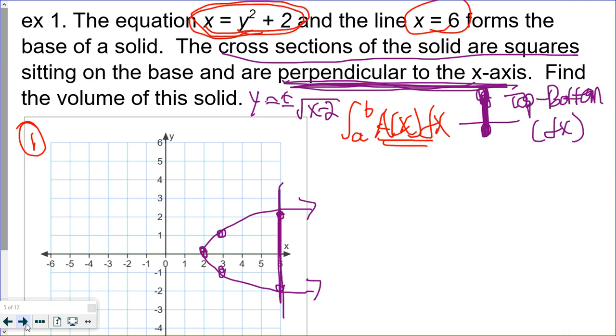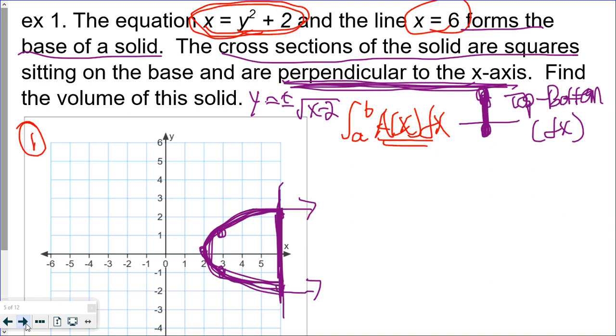Okay. So those two equations form the base of the solid. So I'm going to outline the base of my solid, of my three-dimensional figure. Whatever my three-dimensional figure is, this is the base of it. Okay? I can't highlight that enough.